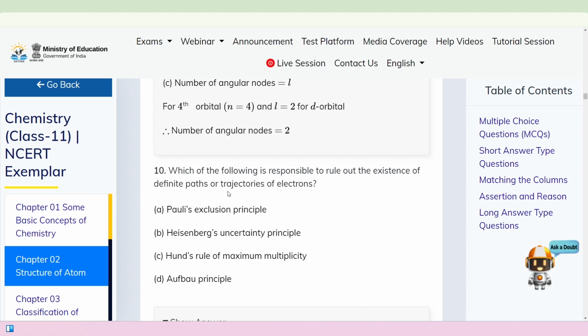But if you talk about the Heisenberg uncertainty principle, it says that the position and momentum cannot be determined simultaneously at the same time. So the idea of trajectory is destroyed. How? Because it says that we cannot know the position and momentum both at the same time. If you know the position, momentum will be uncertain. If you know the momentum, position will be uncertain, and that product is related to h by 2 pi, h cut by 2 pi.